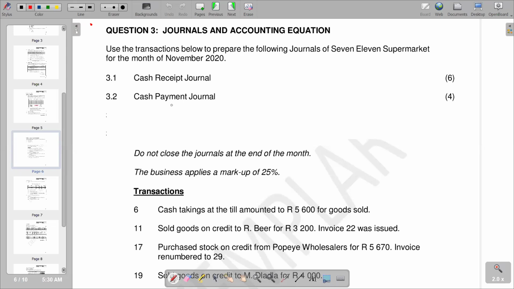In this video, we want to look at the preparation of journals. And we have a question on journals. Our question reads: use the transactions below to prepare the following journals of 7-Eleven Supermarket for the month of November 2020. Question 3.1 represents the cash receipts journal, and it requires 6 marks.